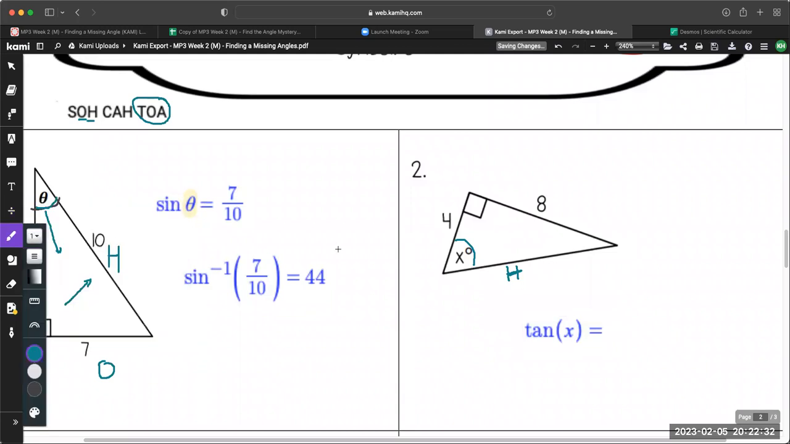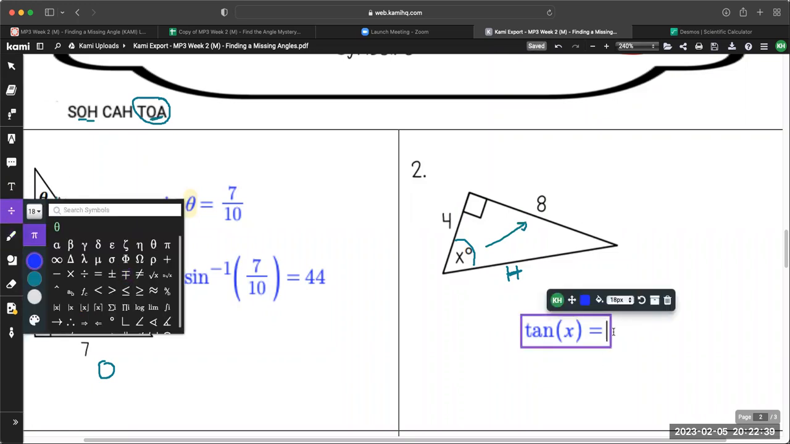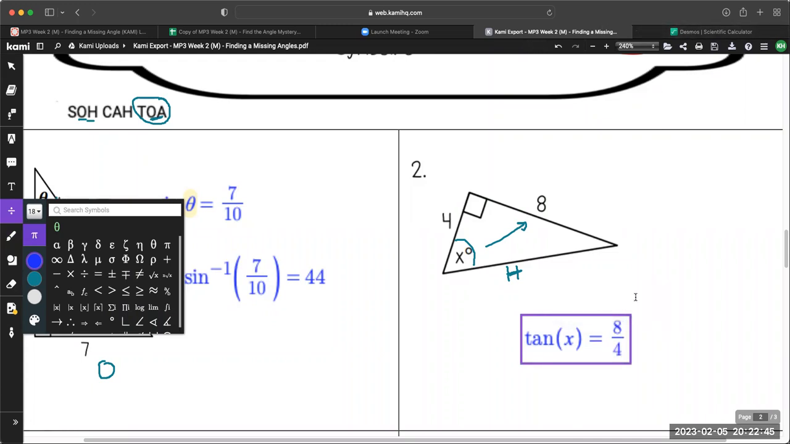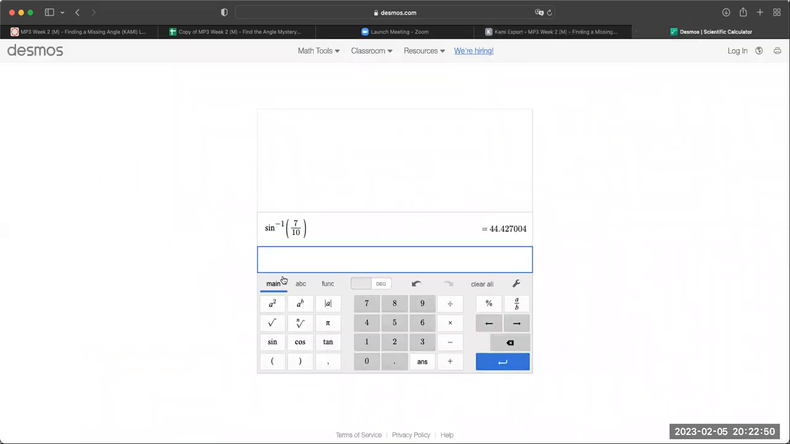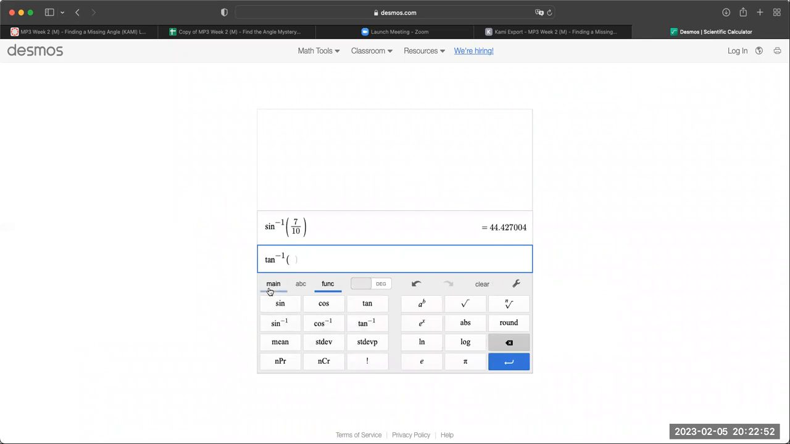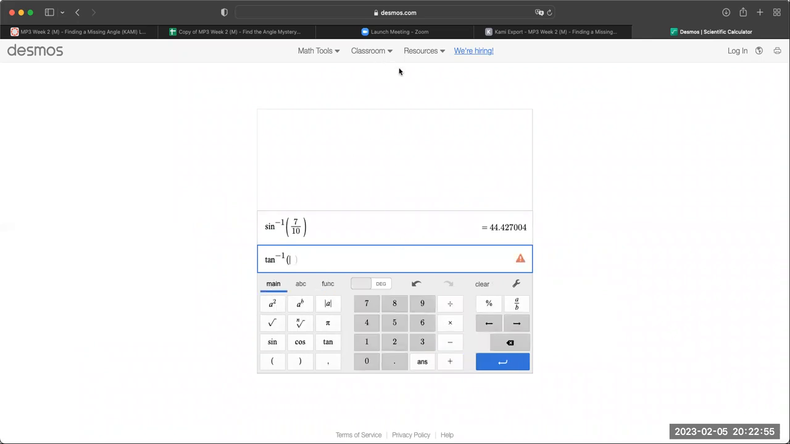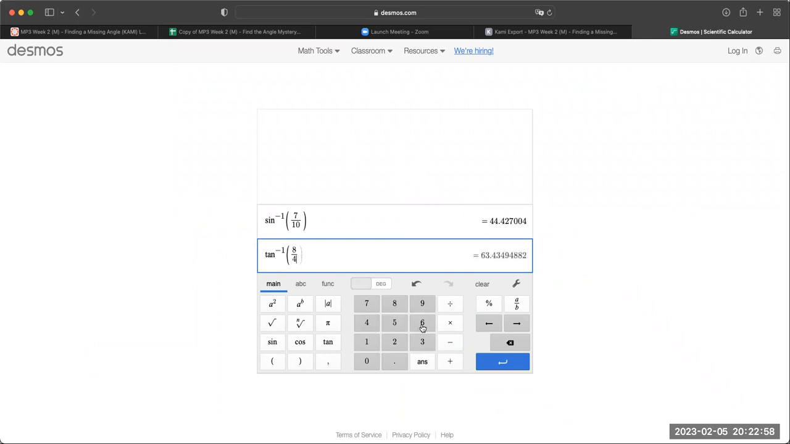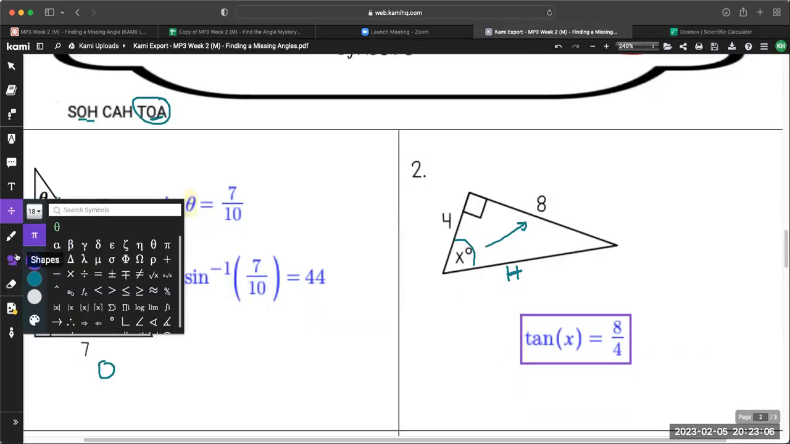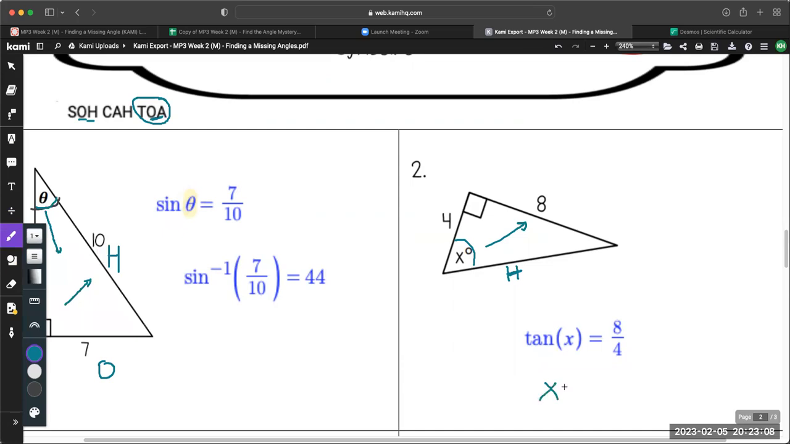So I need to go across. It's the opposite side because SOH, O first. So that's going to be 8 over my adjacent side, 4, right? I have to undo my tangent, so I'm going to use my inverse tangent. I'm going to go function, back to main, and it was 8 over 4. Put that in there, and there we are. That is going to be 63.4, so round it to 63 degrees. So X is going to be 63.